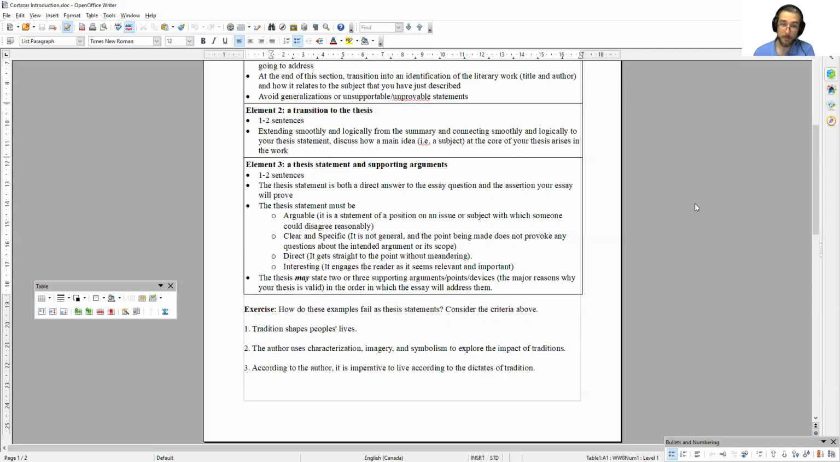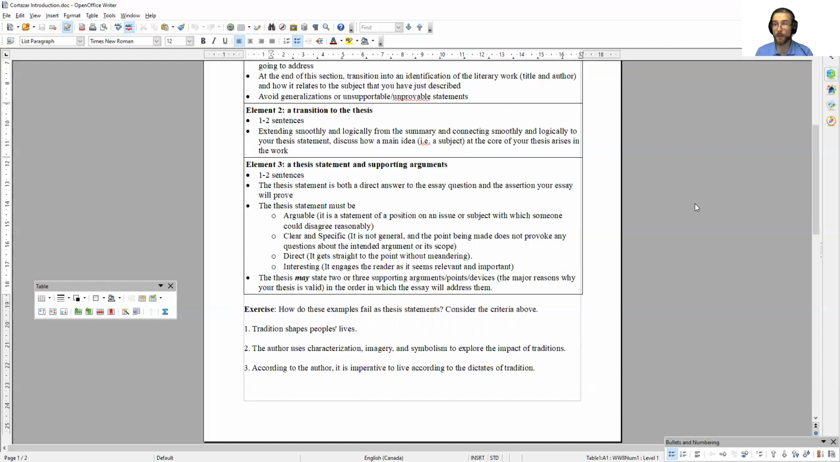The argument then must be clear and specific. It's not general, and the point that's being made doesn't provoke any questions about the intended argument or its scope. You have to provide me with enough information so that I don't have any questions about what the argument means or what you're going to be trying to prove. It has to be direct, though. So balancing clear and specific is this idea of directness. Make sure you're conveying your ideas precisely, but with as few words, as directly as possible. And lastly, a subjective criterion, it should be interesting. Can you engage your reader? Can you make your reader interested in what you're going to be arguing in that thesis statement?